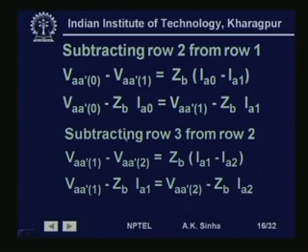Now, similarly, subtracting row 3 from row 2, we will get VAA dash 1 minus VAA dash 2 is equal to ZB into IA1 minus IA2. ZB into IA1 we are taking on this side, so it becomes negative. This VAA dash 2 we are taking on this side, so it becomes positive, minus IA2 into ZB. So this is minus ZB into IA2. So these are the two relationships that we are getting here.